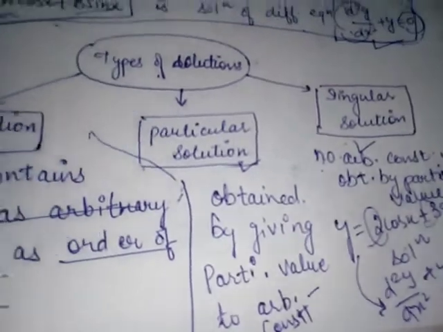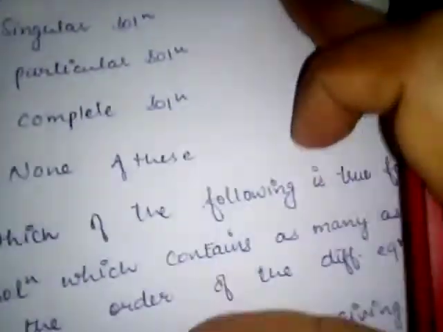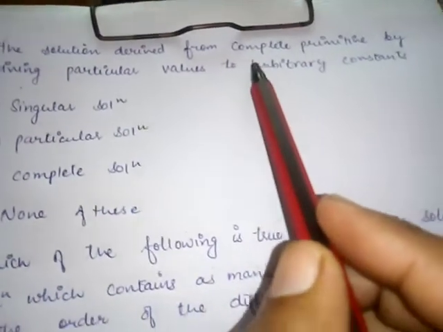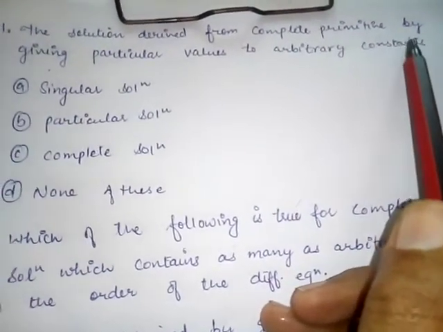Right, now move towards the MCQs. First MCQ is the solution which is derived from complete primitive.